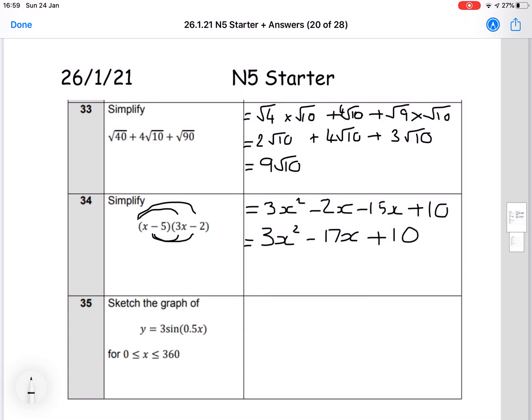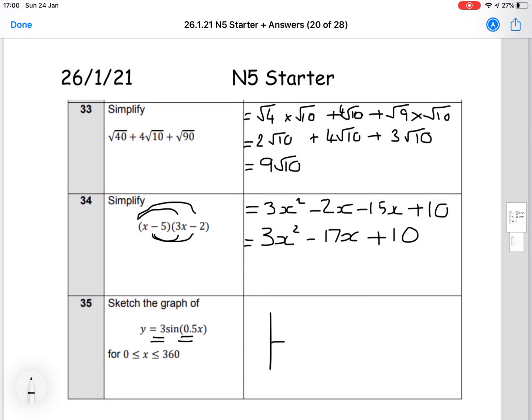The last question here, 35, is sketching a trig graph. So we have the graph of y equals 3 sine 0.5x. The 3 tells us that our maximum and our minimum value is going to be 3 and minus 3, that's your amplitude. And then the 0.5x, that's your period value. So that's telling us how much of the sine graph we're going to draw between 0 and 360.